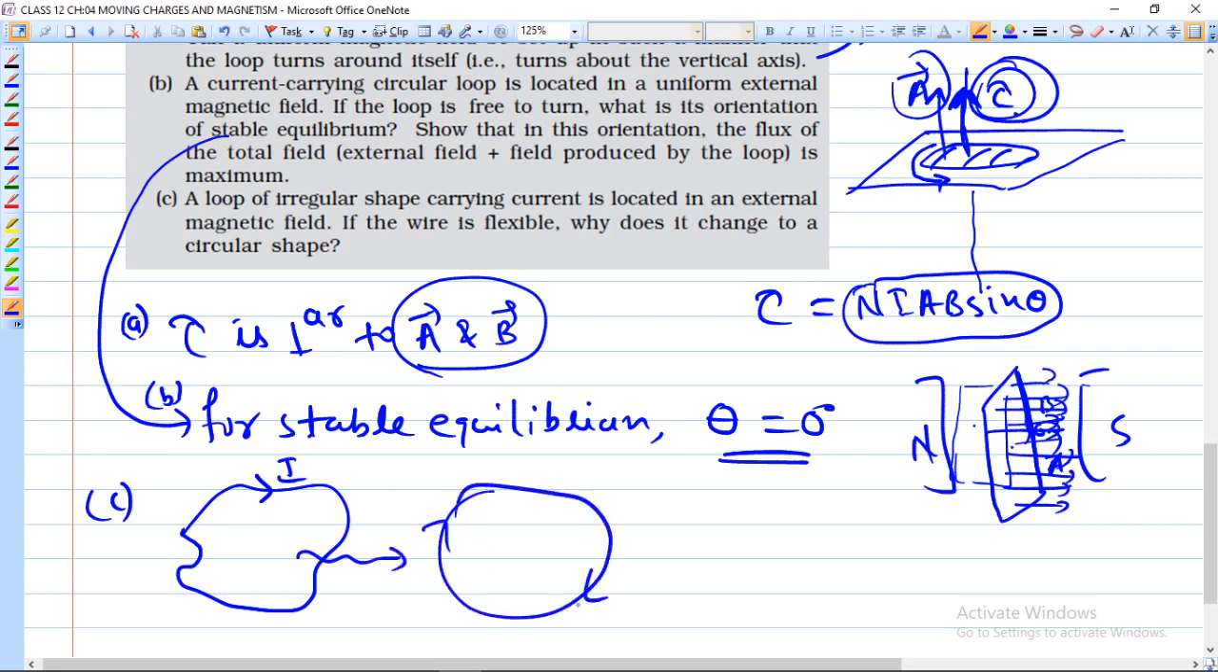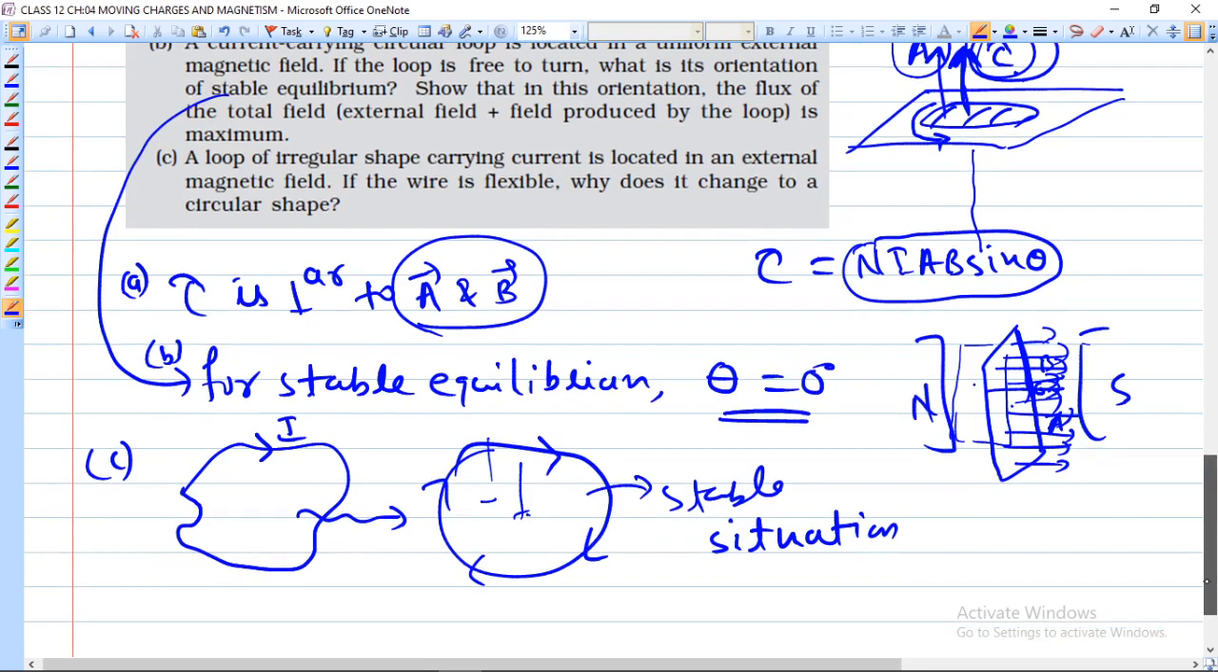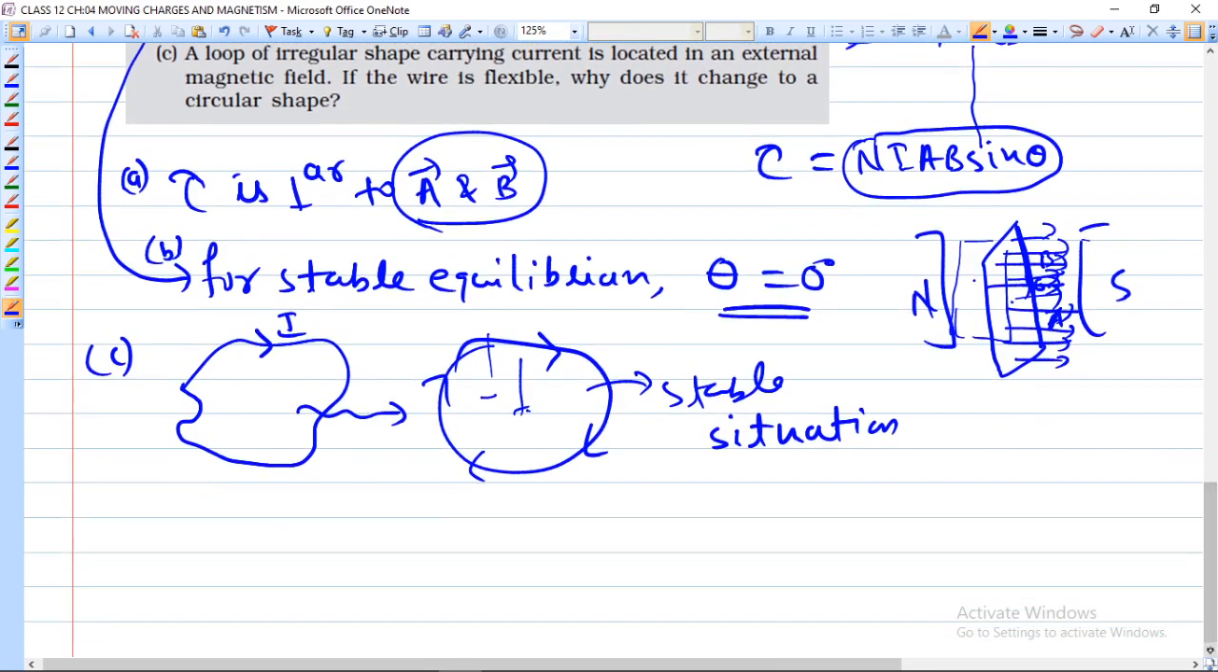Very simple, guys, because we have discussed one question regarding this also, that oppositely directed currents will oppose each other. And because here the magnetic flux is a maximum, this is a stable situation, and every object tries to get to a stable situation. That's why. But the wire should be flexible.